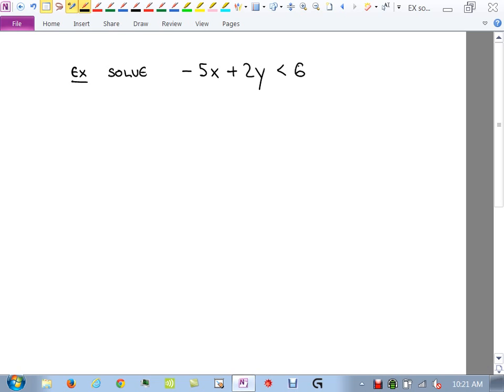These are linear inequalities in 1 variable over here. We know how to do those. Now we're going to work on these. So the standard steps for solving a linear inequality in 2 variables is, step 1, making an equation.